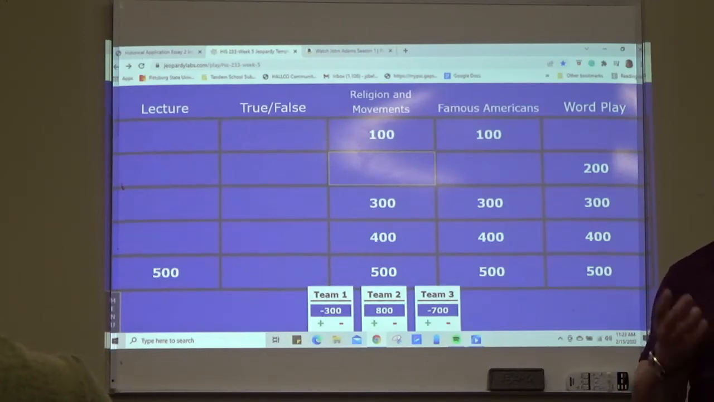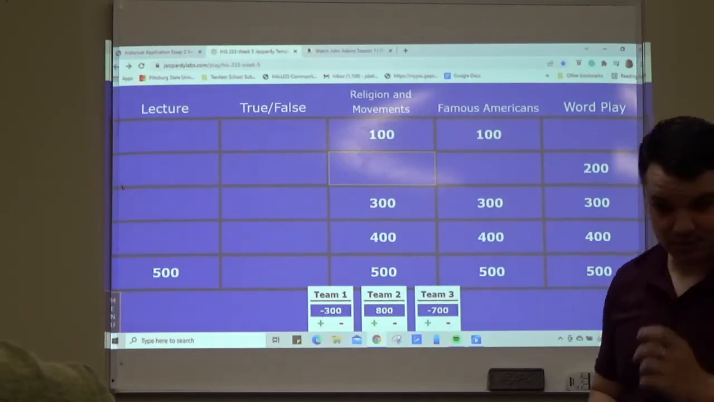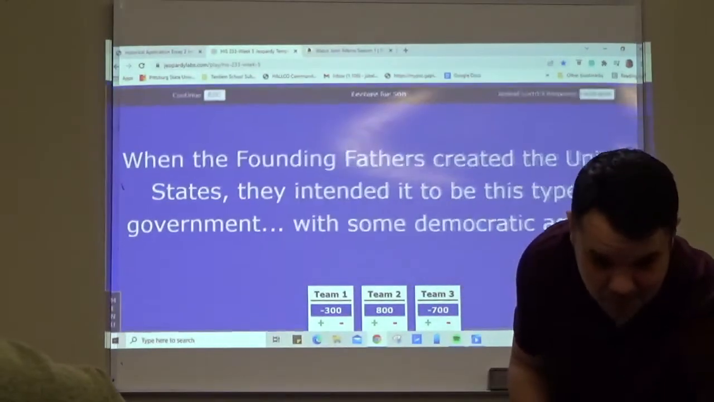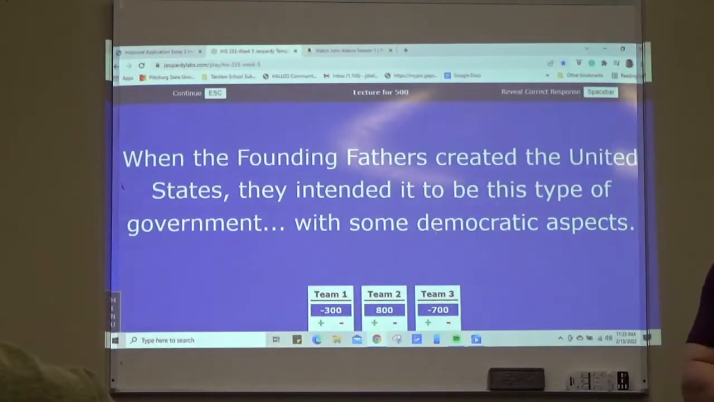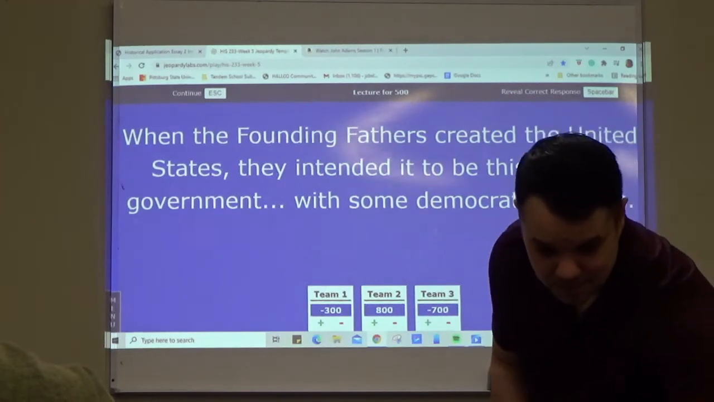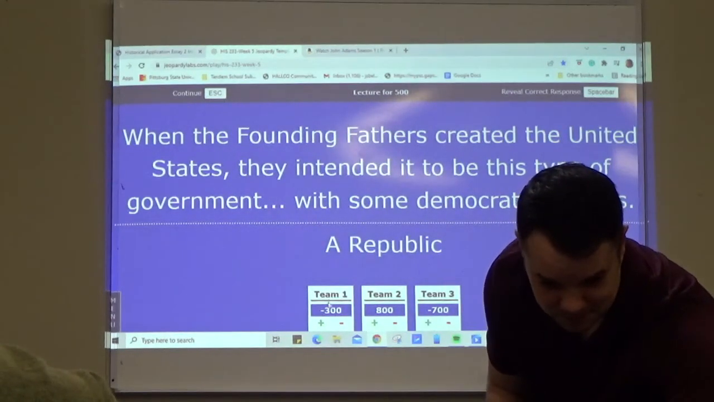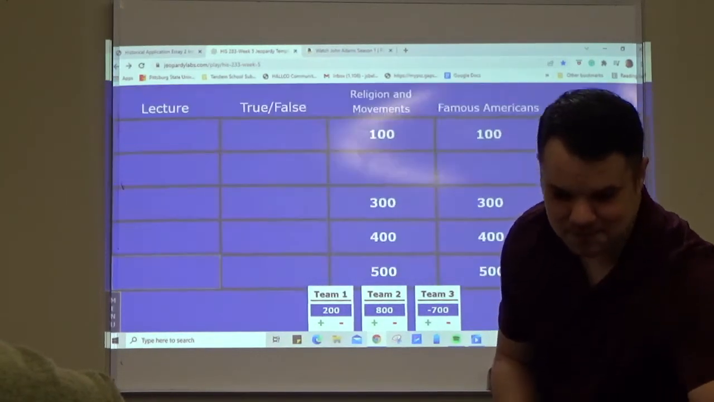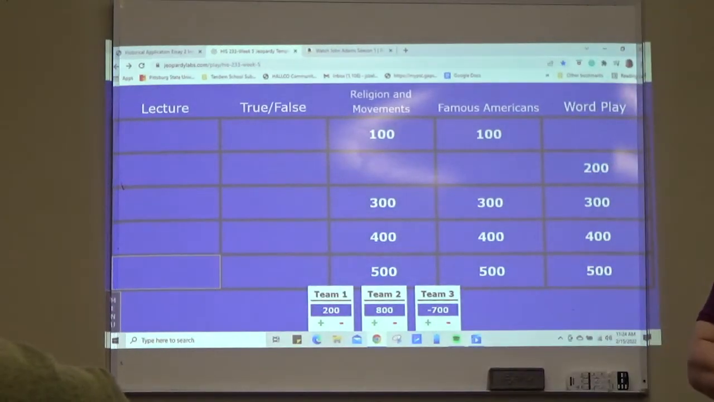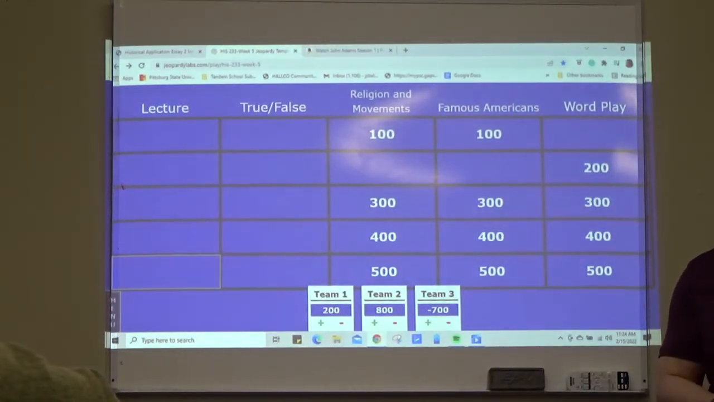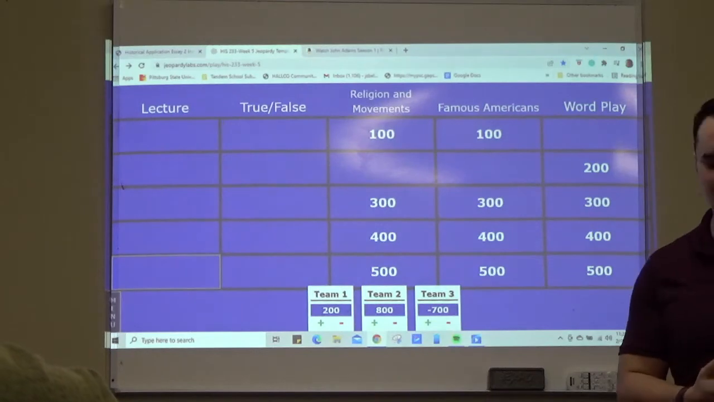Okay, so Team 3 will let you pick. So we're going on the cycle. Lecture 500. When the Founding Fathers created the United States, they intended it to be this type of government with some democratic aspects. Republic? Yes. A republic. Pretty good. I thought that was too easy to guess. I kind of gave you the answer a little early in the class, that's why, but otherwise it would have been a little bit more challenging.